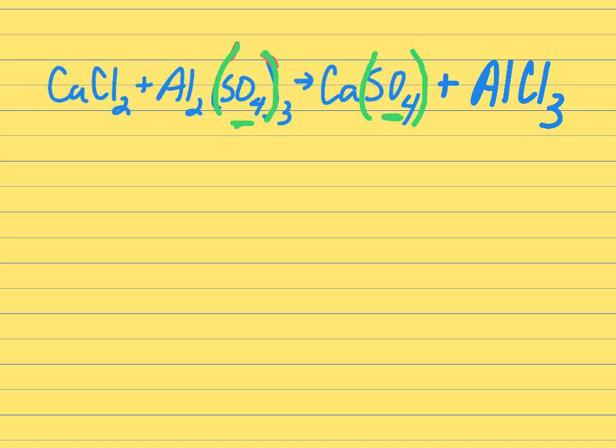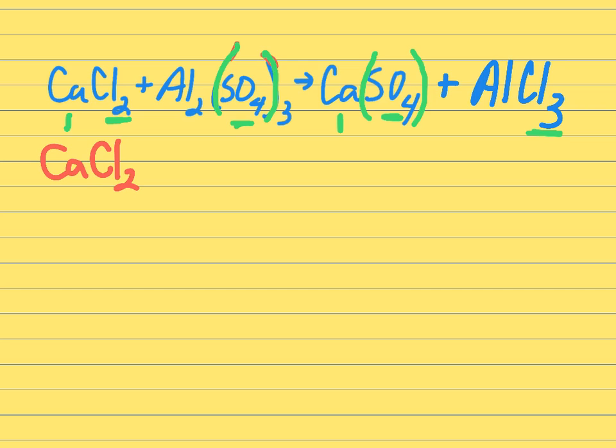Okay, so we were asked to balance this one, so let's go ahead and start counting. I have 1 calcium, and there's 1 calcium, so we're pretty good so far. I have 2 chlorines, and over here I have 3 chlorines. So I'm a little short over here. I need more chlorine, so let's go ahead and add some more chlorine, but I can't just add a chlorine. I have to add the whole compound, so CaCl2.